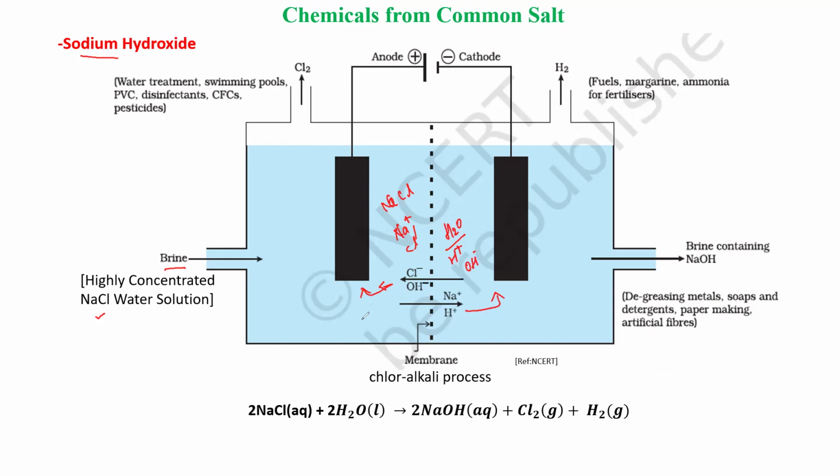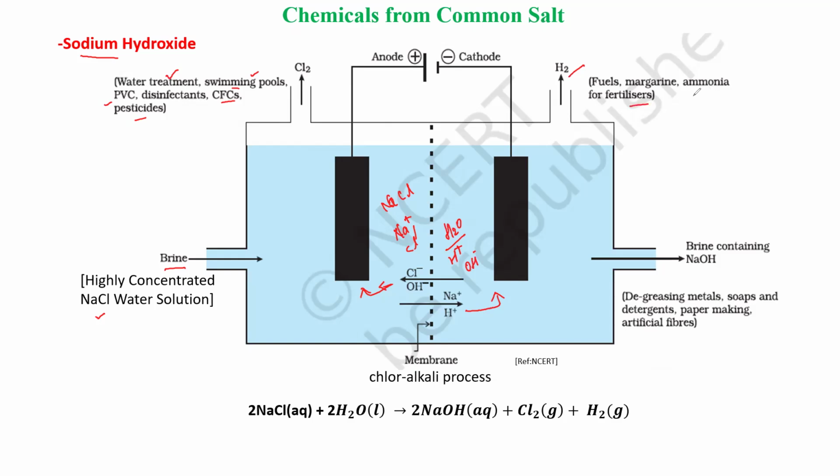Finally, we obtain chlorine gas, which is used for water treatment, in swimming pools also, and for PVC, polyvinyl chloride. It is also used as a disinfectant, in chlorofluorocarbon CFC, which we obtain from the refrigerator also, and in pesticides. And we obtain hydrogen gas, which is used as fuel, and in the making of ammonia for fertilizers.